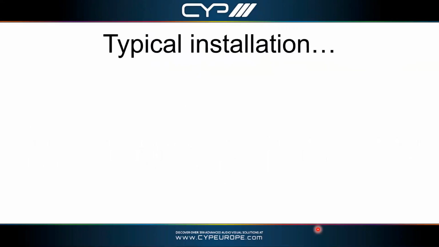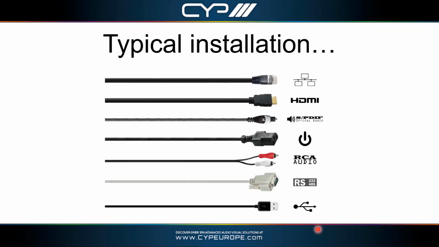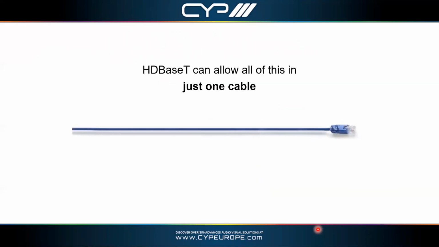As you may know, if you've been in the game for a while, typical installations in the past would have included a whole host of cables, including network cables, HDMI, separate audio, maybe digital audio and analog audio, power, control signals such as RS-232, and USB. And then of course HDBaseT came along, and all of that can now be done through the one cable, a CAT cable.